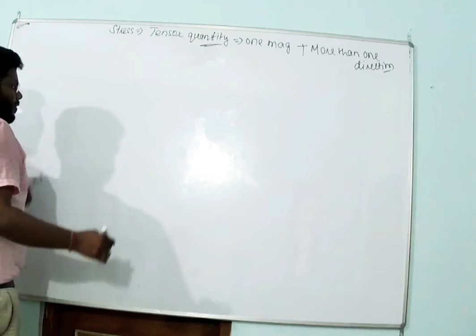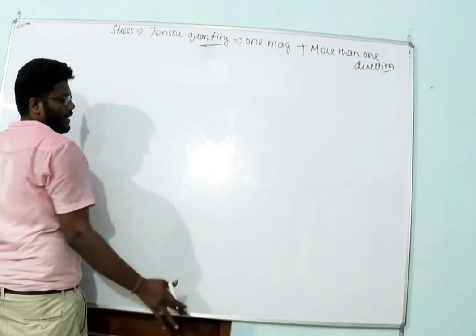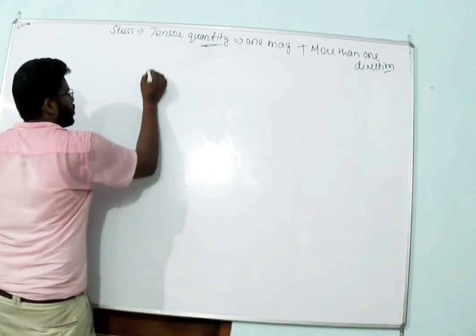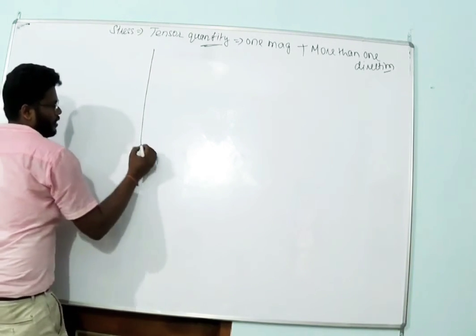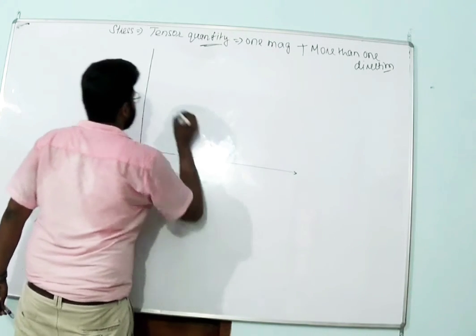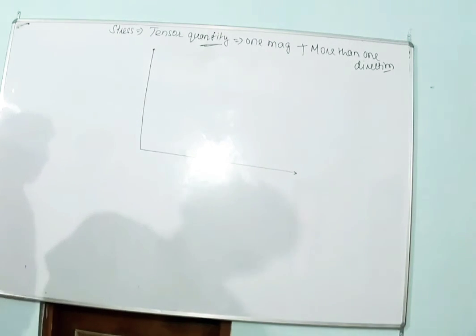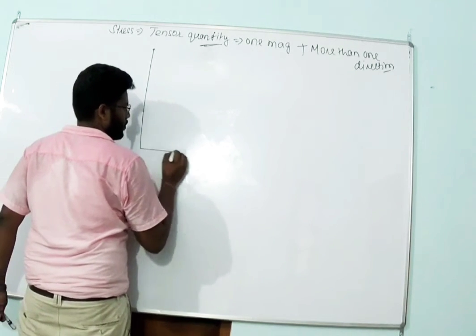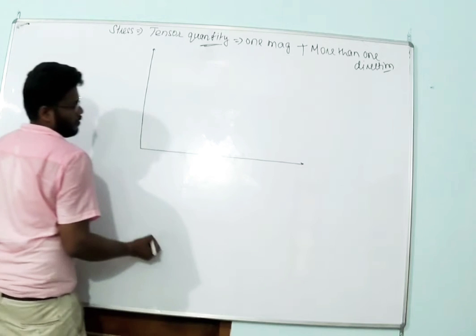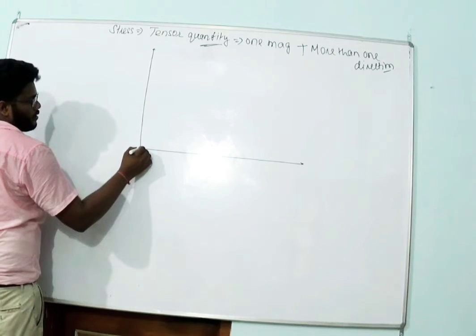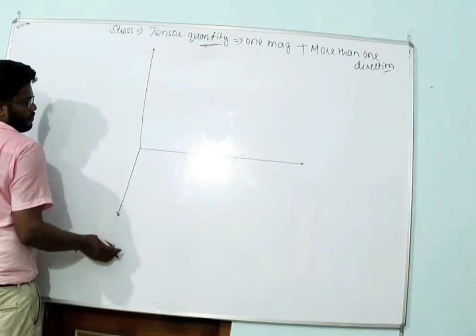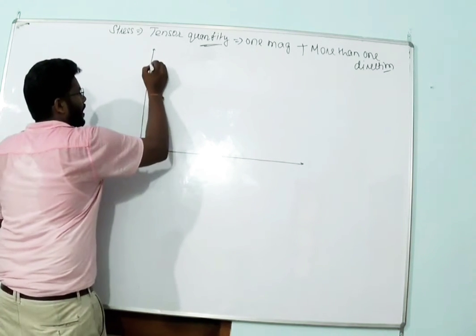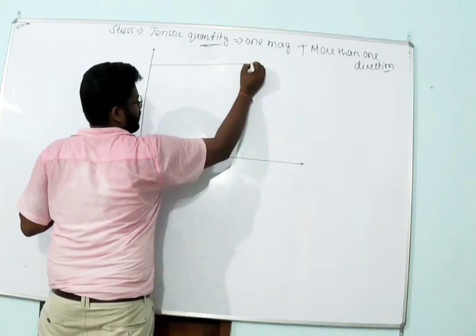That means over the element, stress can develop from multiple directions. Suppose this is the x axis, this one is the y axis, this one is your z axis. I am taking a cube here.